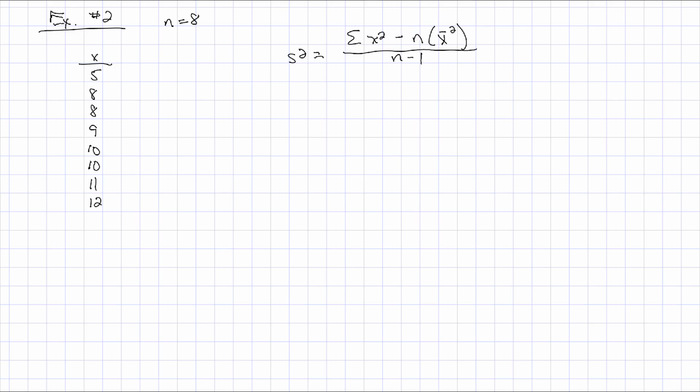So no matter what type of equation we use, we always have to calculate our means first. So our average is the sum of our x's divided by our sample size. Sum of our x's is 73. Our sample size is 8, so 73 divided by 8 equals 9.125.